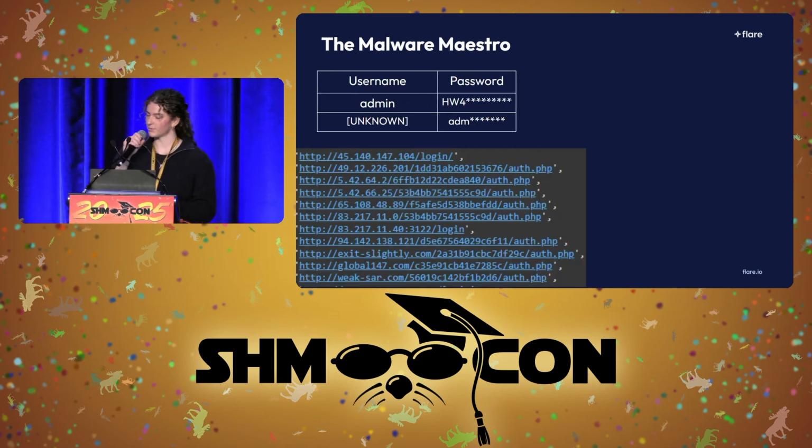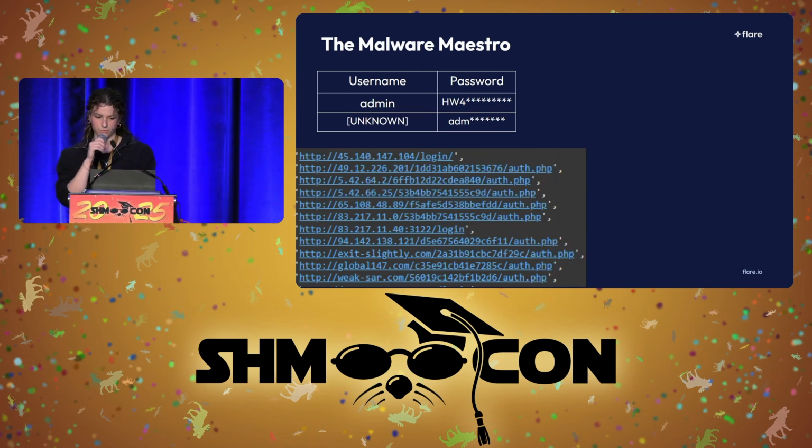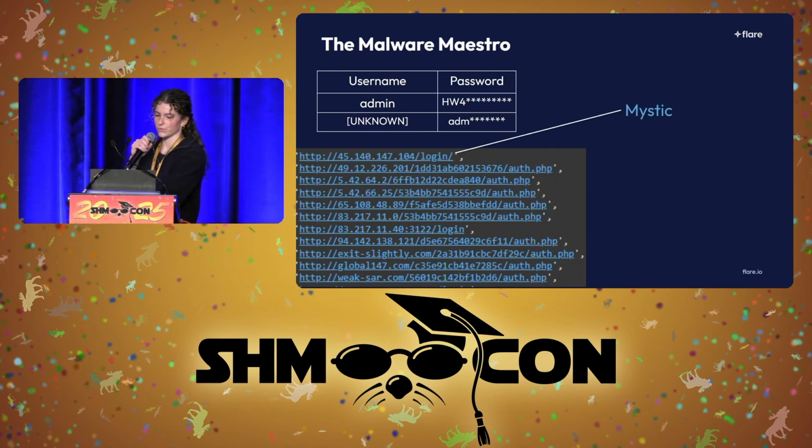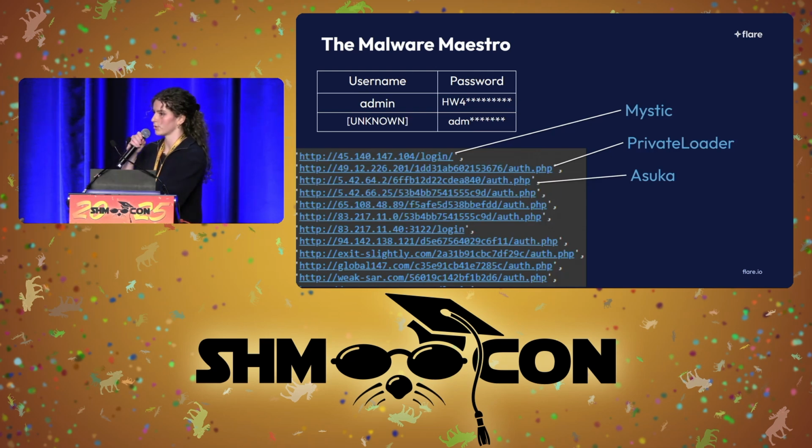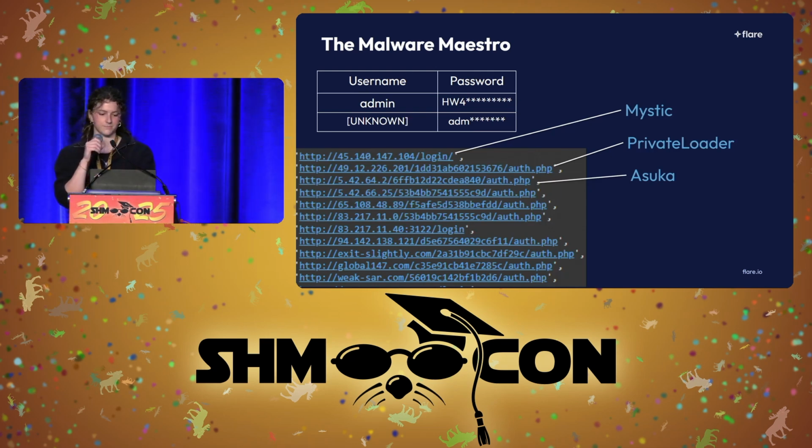Continuing on the accesses, we found 10 to a dozen really suspicious-looking URLs. The Maestro had administrative credentials for all of them. And when we used our C2 database to flag them, the first 3 had a match. So the first one pertained to the Mystic type of malware, which is a multifunctional malware. The second one was recognized as being part of the private loader C2 known hostnames. And the third one was recognized as being part of the Asuka Trojans C2 malware family.